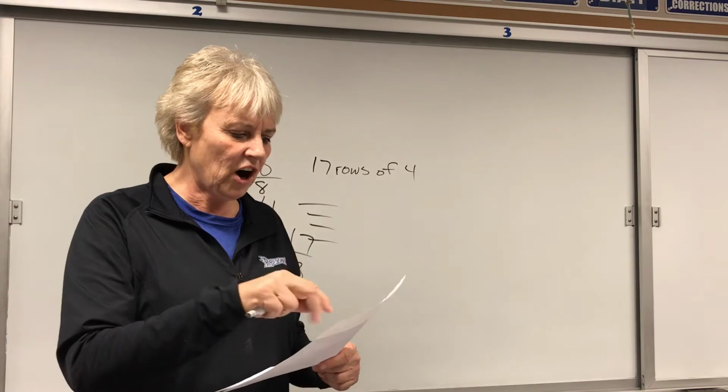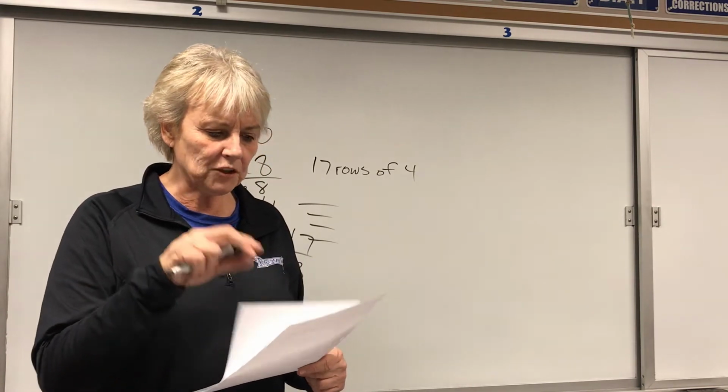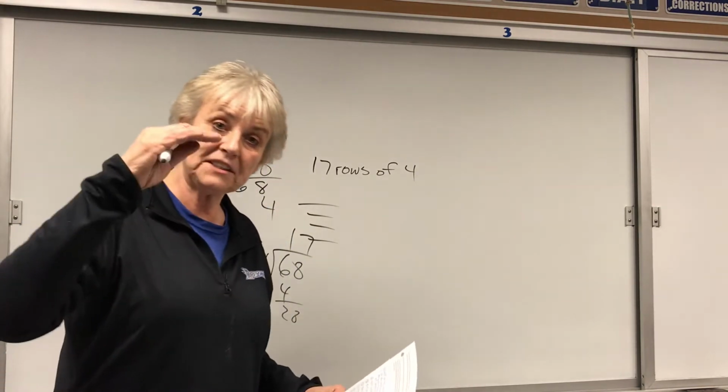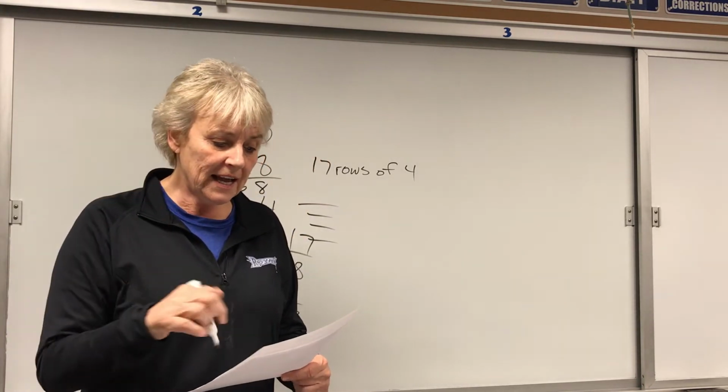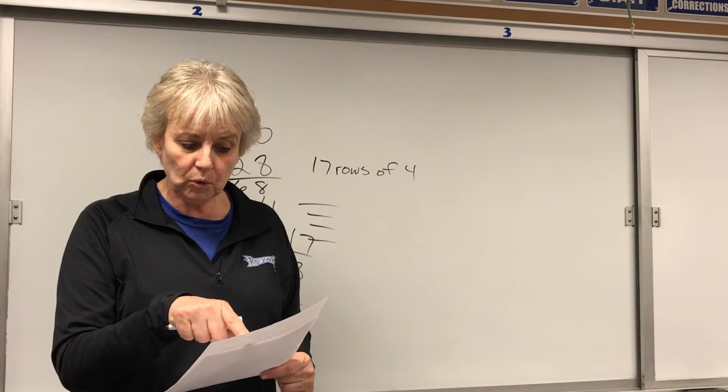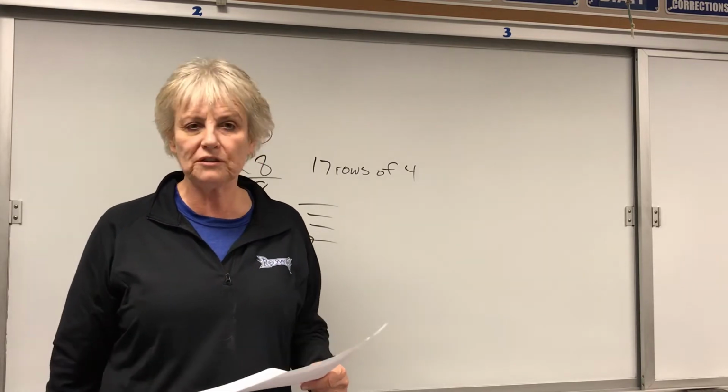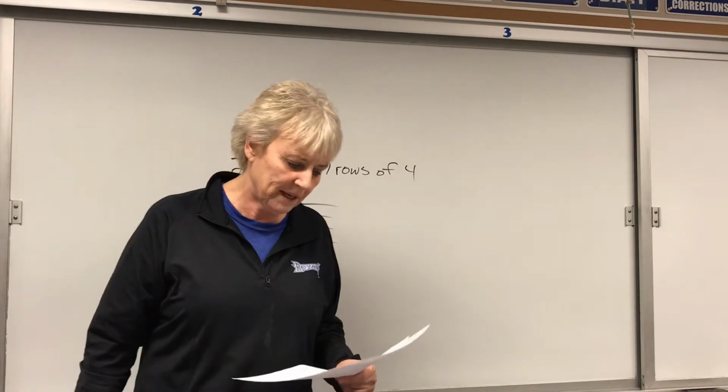And since there are, how many orange? 40 orange, that'd be 40 divided by 4, 10 rows of orange. And there would be, let's see, 28 yellow, 7 rows of yellow. Just divide everything by 4, basically.